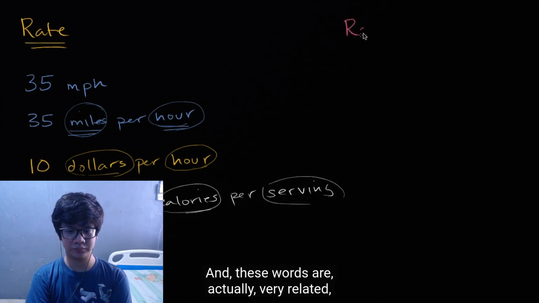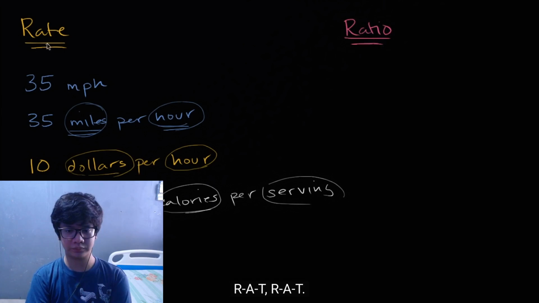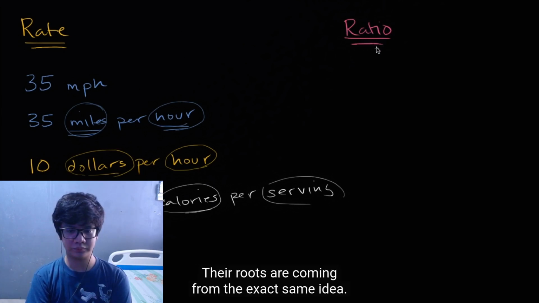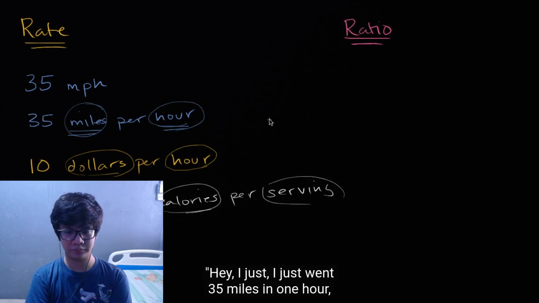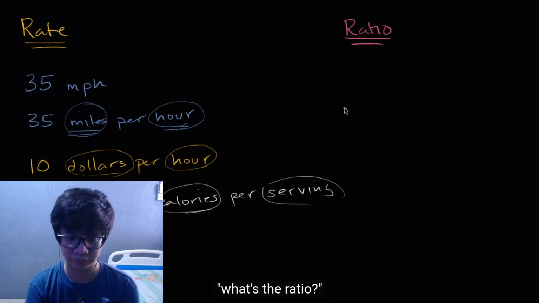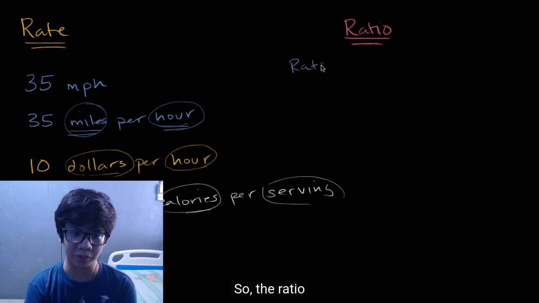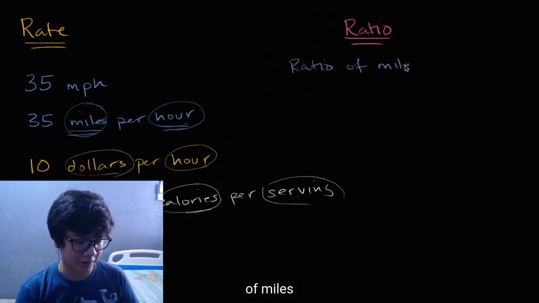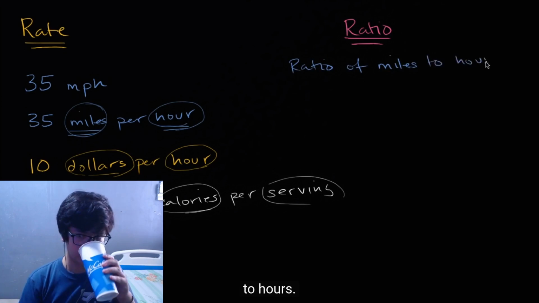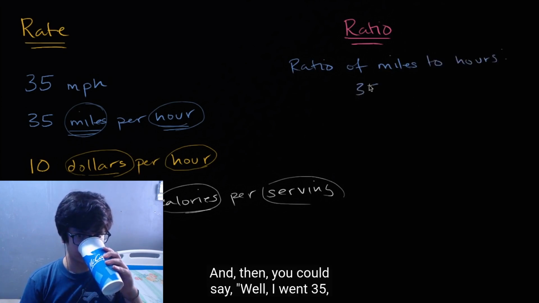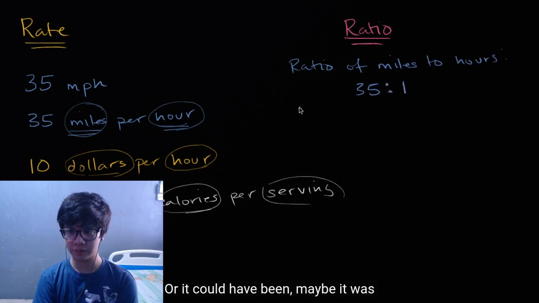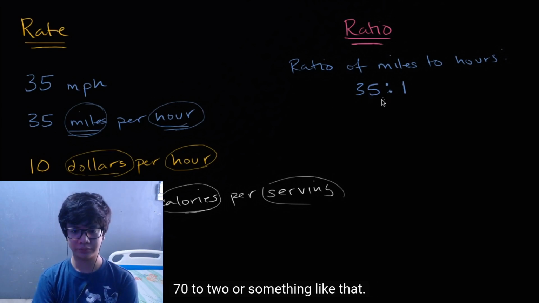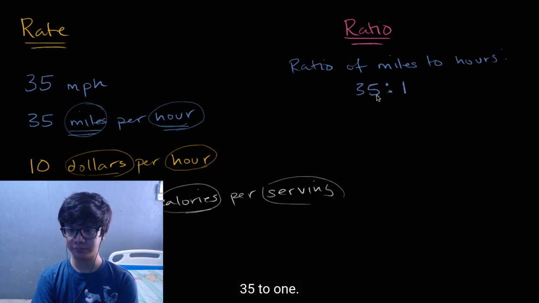Now I can write rates so they look an awful lot like a ratio. And these words are actually very related because you see that even in how they're written, RAT. Their roots are coming from the exact same idea. In fact, this rate over here, 35 miles per hour, it could come from, hey, I just went 35 miles in 1 hour. What's the ratio? The ratio of miles to hours was 35 to 1. Or it could have been, maybe it was 70 to 2 or something like that, but that could have been reduced to 35 to 1.